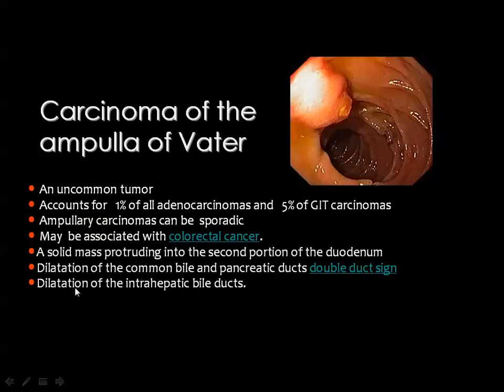ampullary carcinoma. And this is an example of ampullary cancer by endoscopic image. This carcinoma is an uncommon tumor, represents about 1% of adenocarcinomas and about 5% of GIT cancer. Ampullary carcinomas can be sporadic and can be associated with other cancers in the gastrointestinal tract, especially the colorectal cancer.